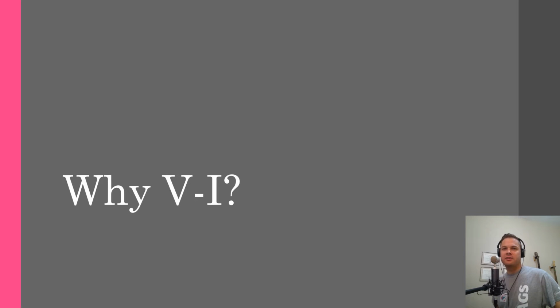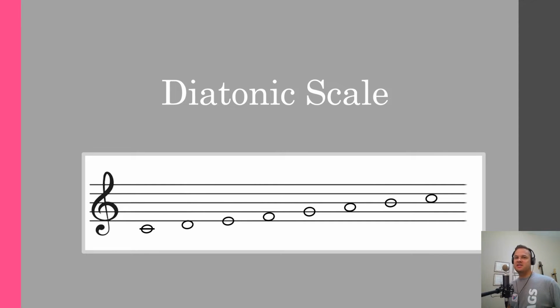This is Tim Lenhard from the Woodlands Jazz, and in this section I'm going to talk about why the 5-to-1 chord progression is so common and why our ears want that resolution to happen. So first let's take a look at the diatonic scale, C major.